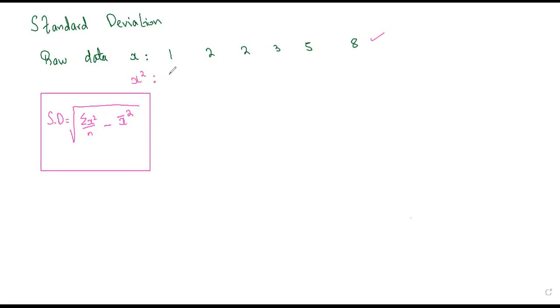That would be 1, 4, 4, 9, 5 squared 25, 8 squared 64. For x squared, I've squared all the 1, 2, 2, 3, 5, 8. Now I need to add them and divide by n. So this is for you guys. You need to find the value of summation x squared divided by n, and find the mean. I'll be waiting 1 minute for you, for both of you. Just do this working and type the answer in the chat box, or you could tell me directly.